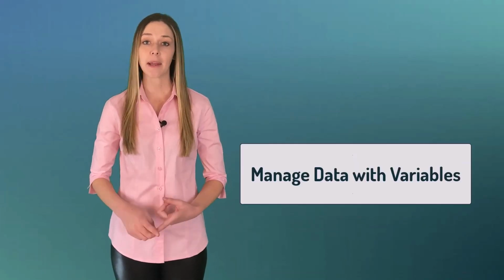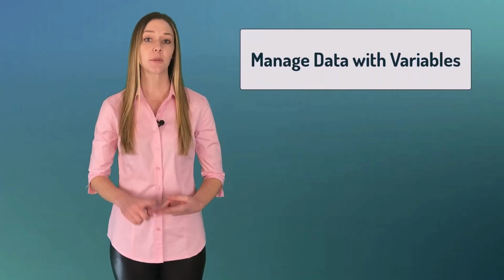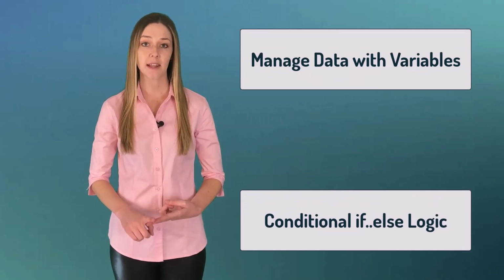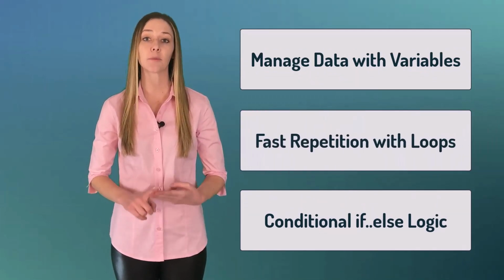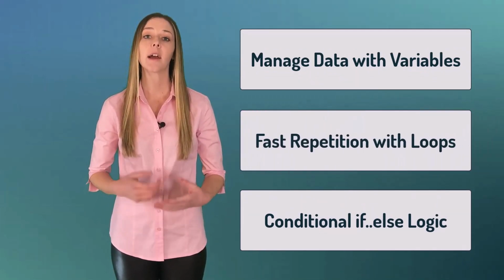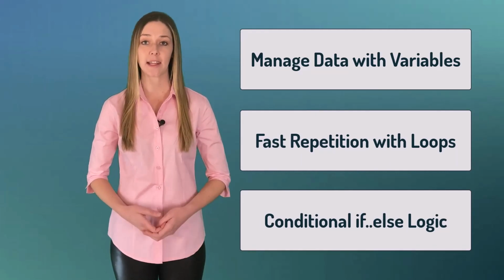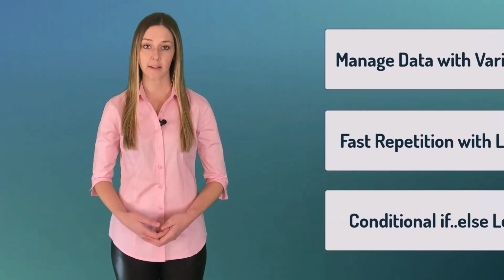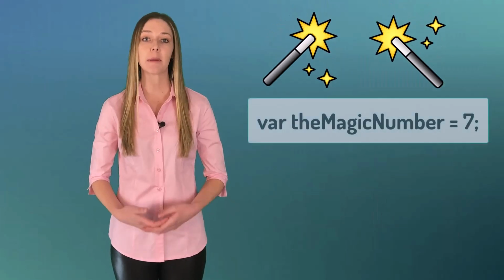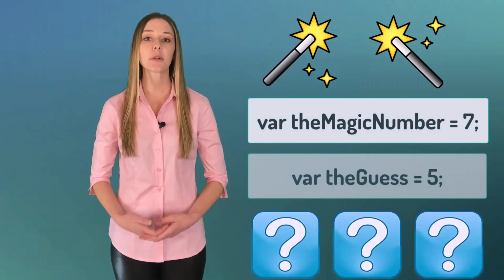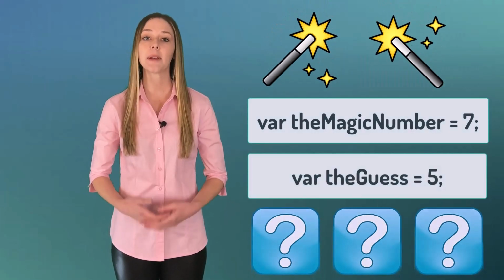Now, before we get too deep into this number guessing application, let's talk about what programming languages do. Programming languages can really only do three things. They can manage data through variables, they can do conditional logic with if-else statements, and they can do things repeatedly and really fast using loops. Our number guessing game is going to have two pieces of data: the magic number that people will try to guess, and the user's guess. So we need two variables.